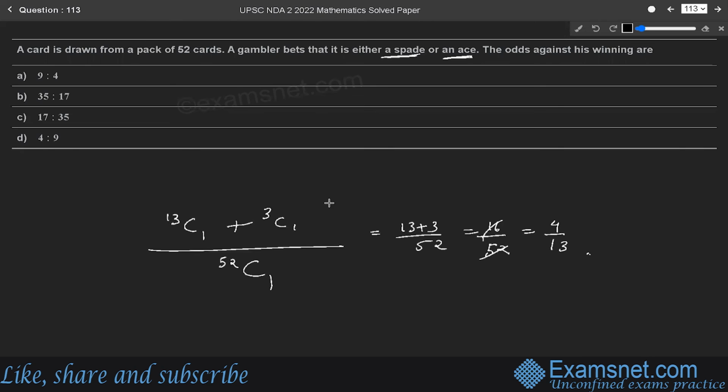This is the probability of winning, but the question says the odds against his winning. So against his winning will be 9:4. The ratio now we got is 4:13. It is for winning. So for against the winning, it will be 9:4. So option number A is correct for this question.